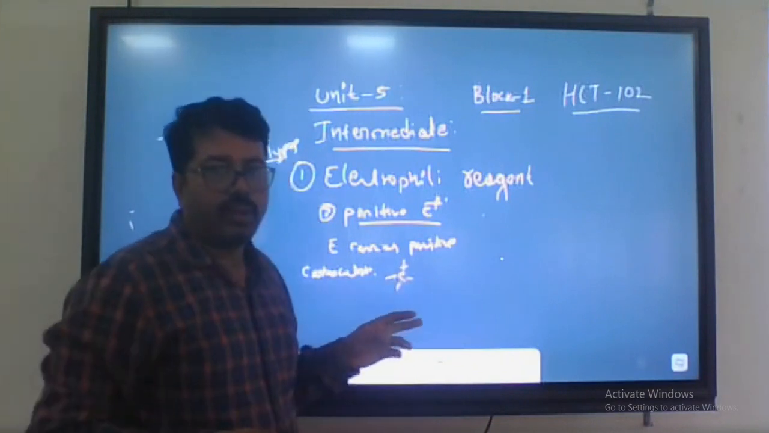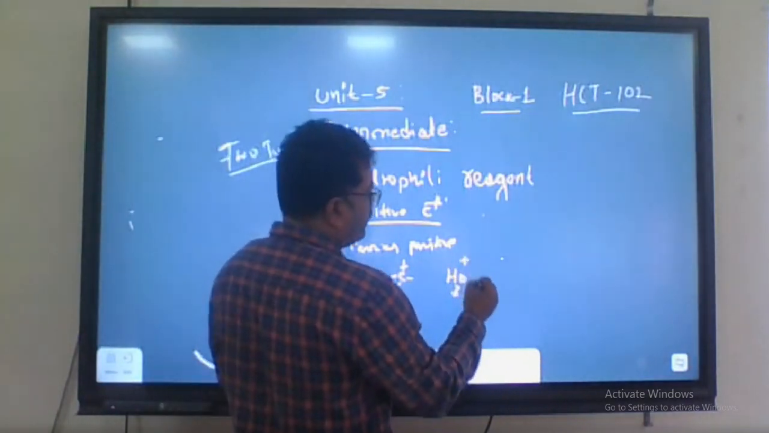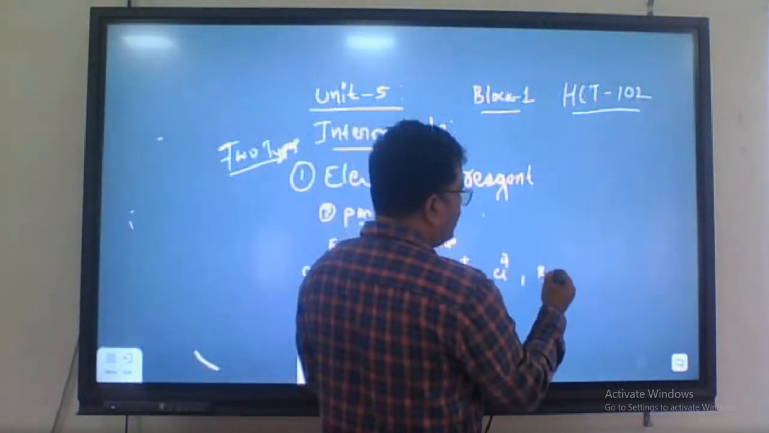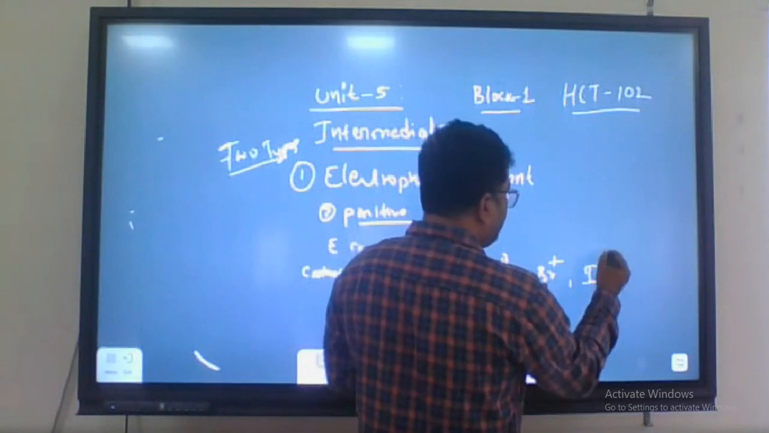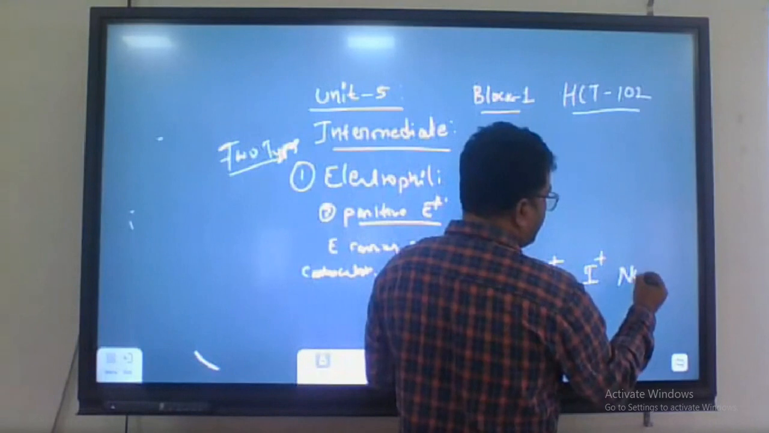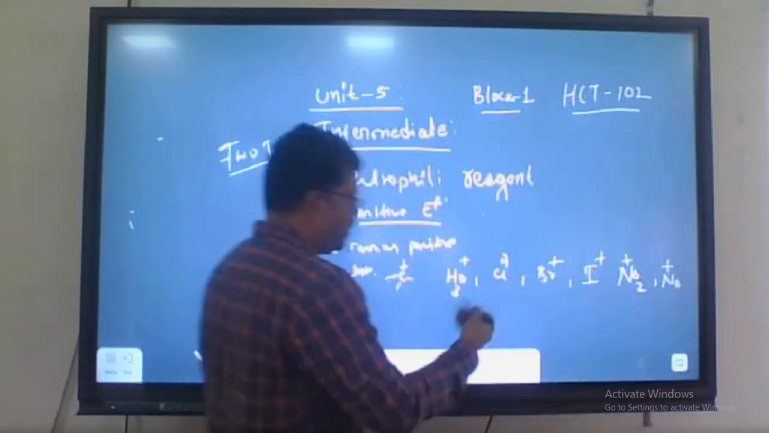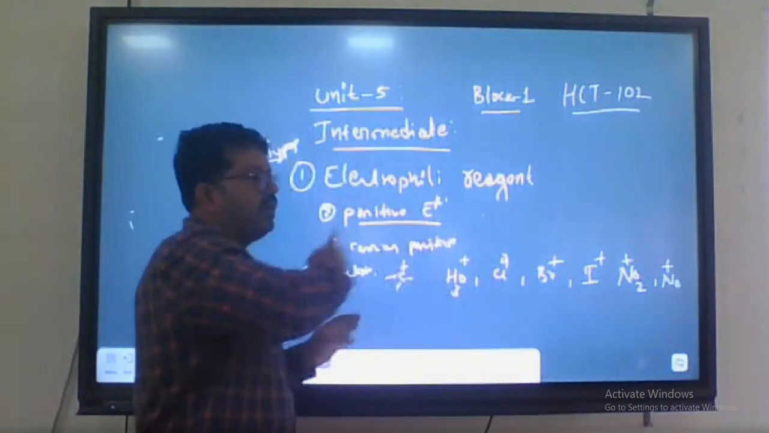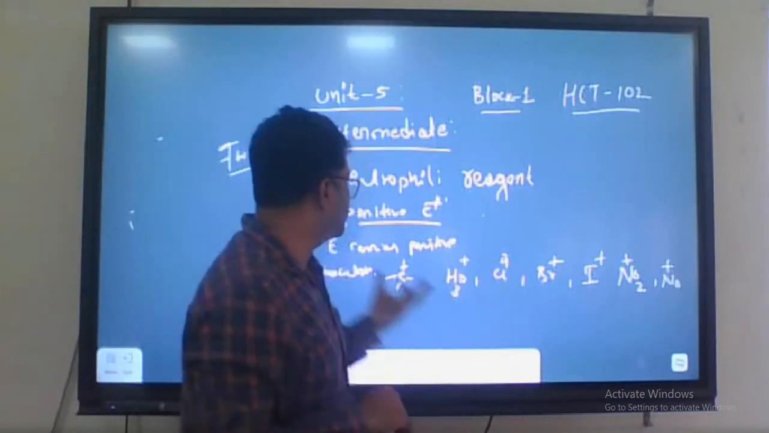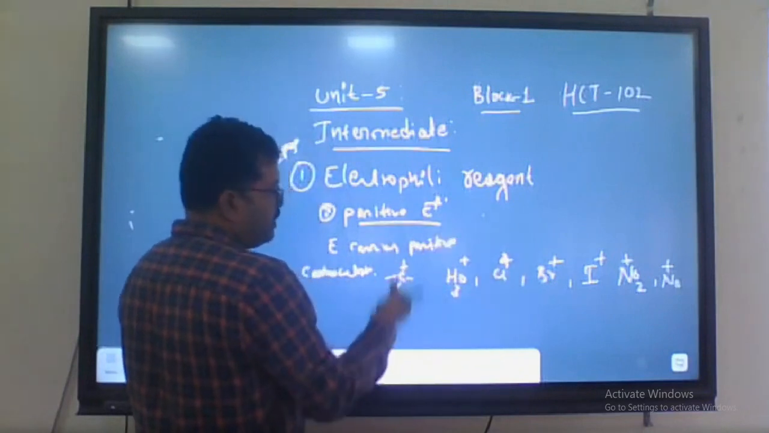So carbocation, H3O plus, the hydronium ion, and the chloride, bromide, and iodide ions, nitronium ion, nitrosonium ion. All these groups accept electrons. So they require electrons, but they carry a positive charge. That's why they are positive electrophiles.